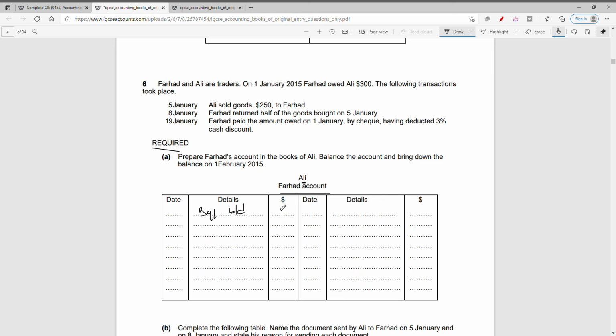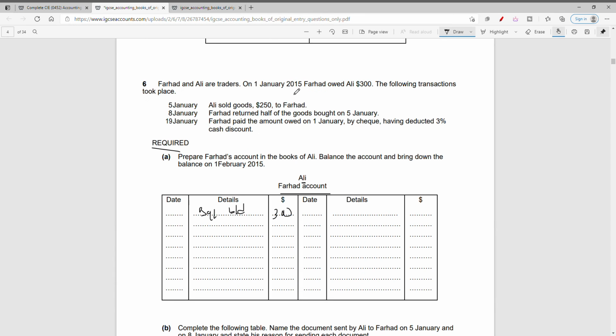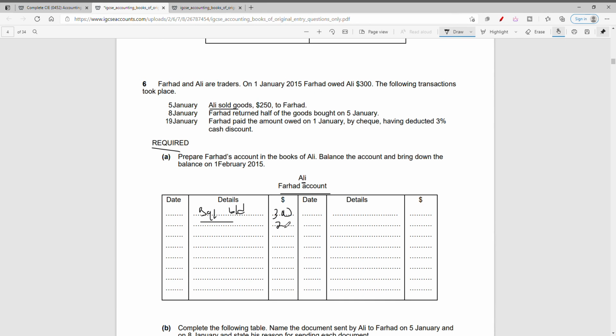300. I'm just going to avoid writing this because my writing is really bad. Okay, then it says that on 5th January, Ali sold the goods. And therefore, it's going to be here. I'm not going to write it, but it's going to be 250. So that's going to be 250.